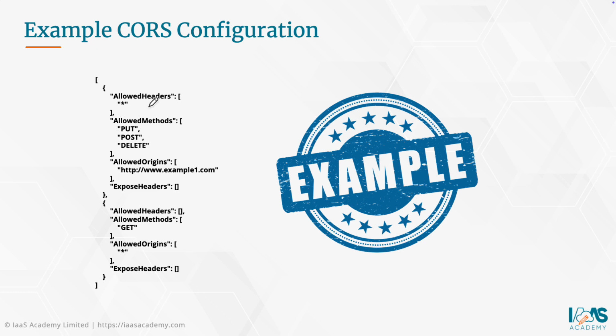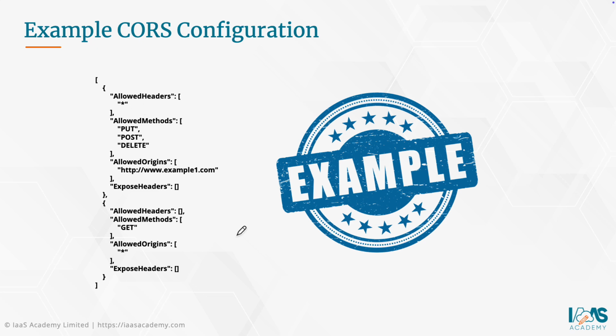What we have is the ability to allow cross-origin put, post, and delete requests from an origin that is www.example1.com. This rule allows all headers in a pre-flight option request through the access control request headers, so that's got a wildcard. And then in response to the pre-flight option request, S3 returns the requested headers.